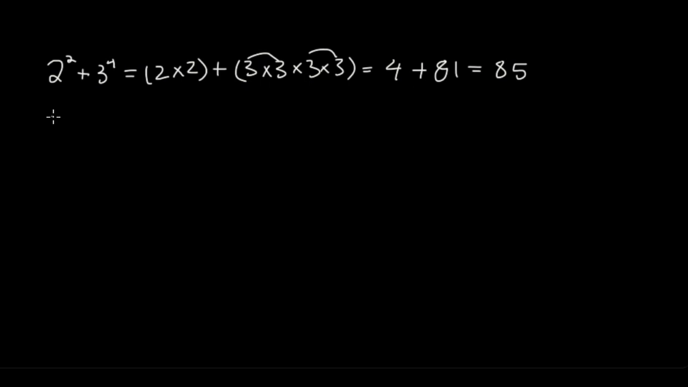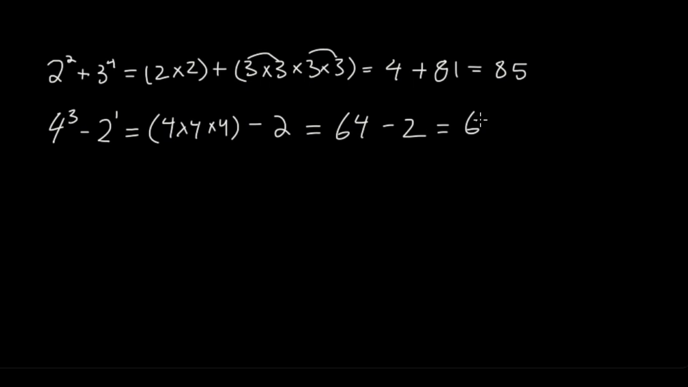What if we had a subtraction? What if we had 4 to the power of 3 minus 2 to the power of 1? 4 to the power of 3 is 4 times 4 times 4 minus 2, since 2 to the power of 1 is just 2. Here we have 4 times 4, which is 16. And then we're going to multiply 16 times 4, and that leaves us with 64. So it's going to be 64 minus 2. Final answer, 62. As you can see here, we did the same process as the addition. We just treat them separately, then deal with the operation.